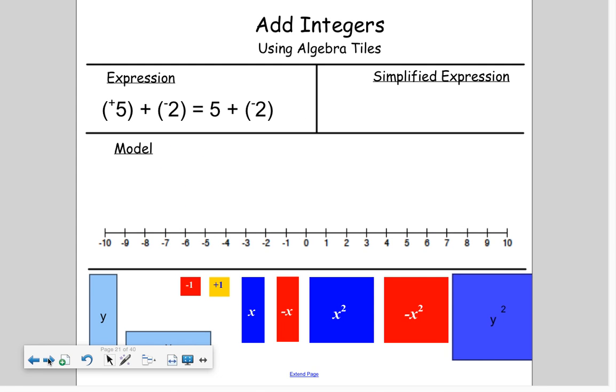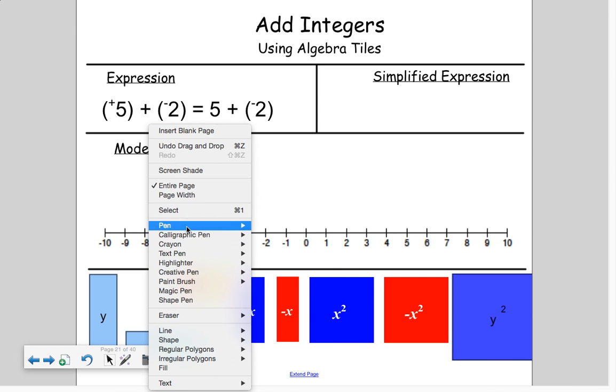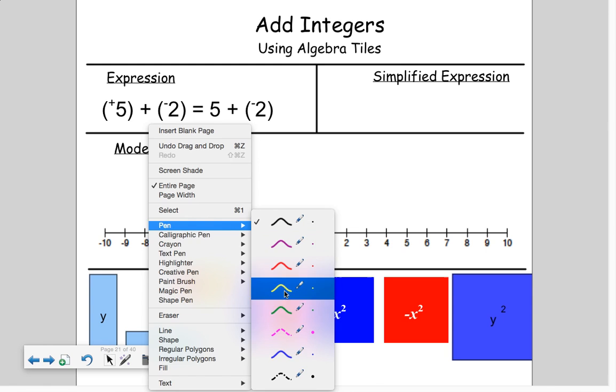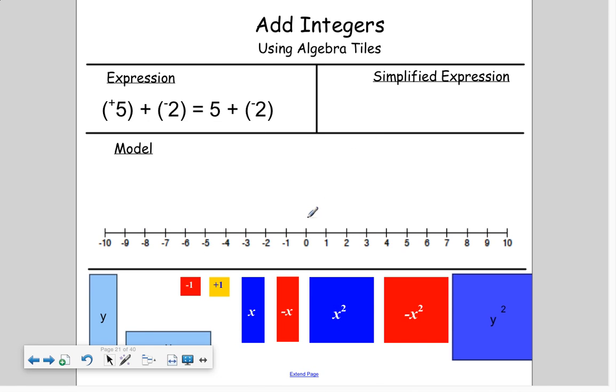So next one, 5 plus -2. How would this be represented using a number line? I know 5 units to the right of 0. I'm going to put it together with -2. That's 2 units to the left. So it stops at 3. So the answer is 3.